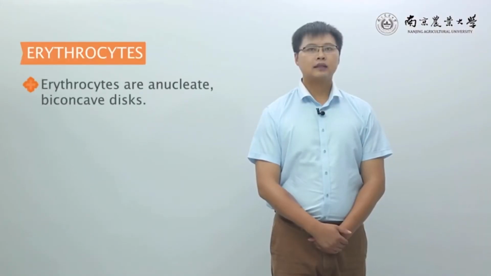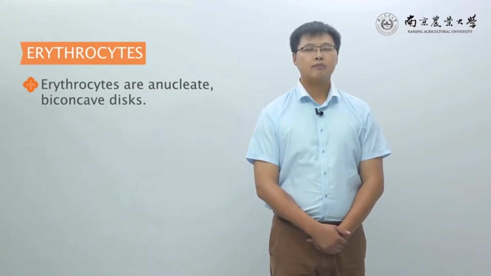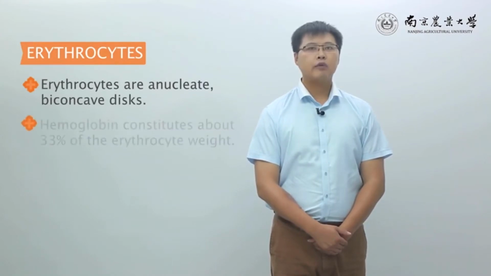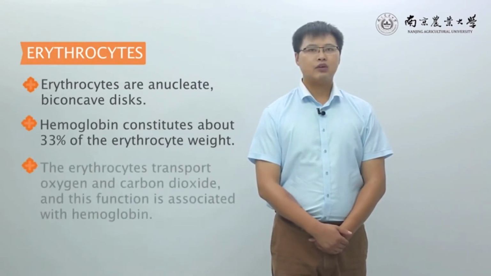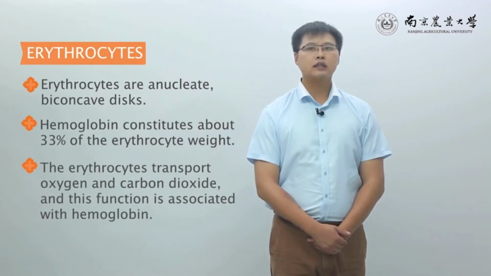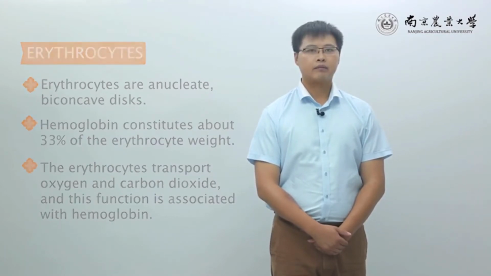Here the scanning electron microscopy clearly reveals the characteristic biconcave shape of erythrocytes. Erythrocytes are anucleated biconcave discs. Hemoglobin constitutes about 33% of the erythrocyte weight. The erythrocytes transport oxygen and carbon dioxide, and this function is associated with hemoglobin.